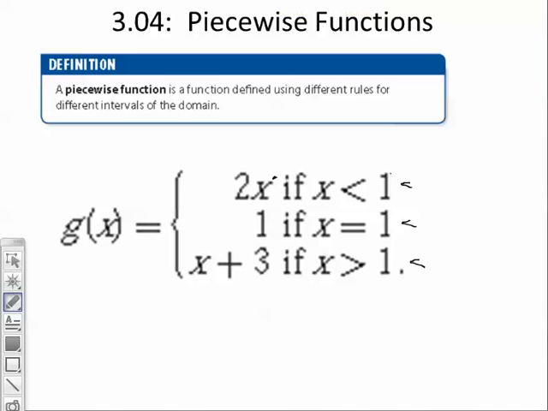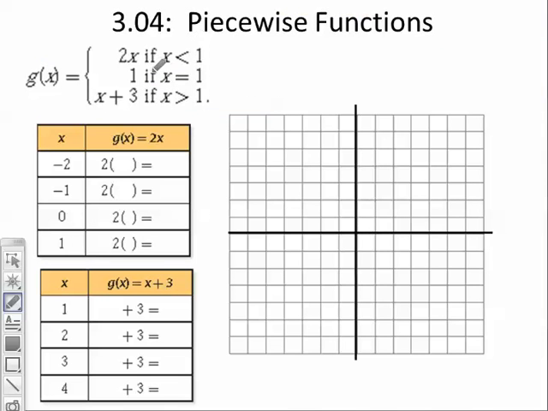Okay? So let's look at a couple of them here. We're going to take this first one. We're going to go back to our trusty t-charts, where we're putting the x in one place, and we're going to find g of x over here. So negative 2. Negative 2 is definitely less than 1, so I'm going to be using this 2x function right here. Negative 2 times 2 is negative 4. Our point's going to be located at negative 2, negative 4.